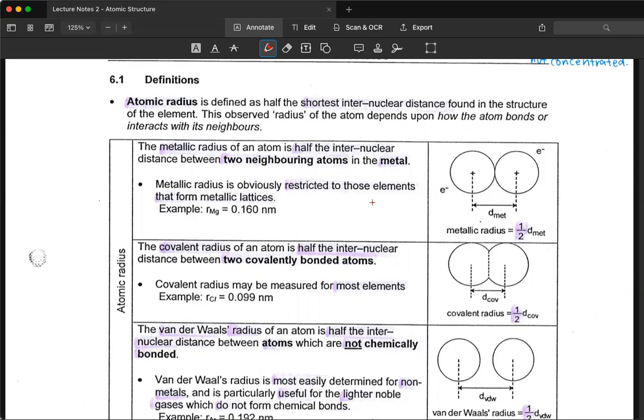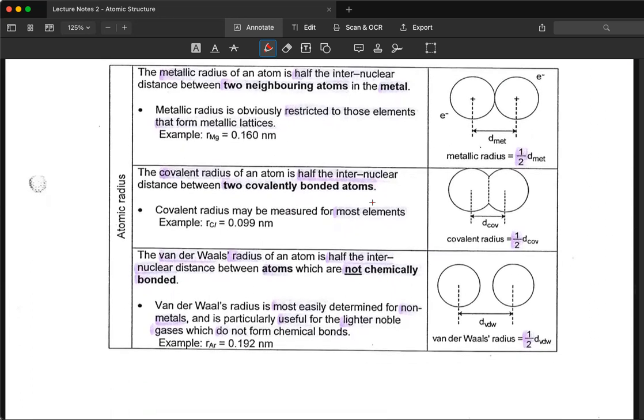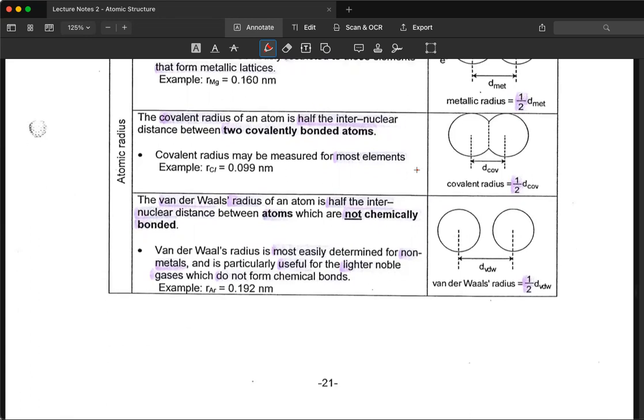So we take two atoms that are close to each other, and it will be half the distance between the nuclei of the atoms. As for covalent substances, the covalent radius of an atom is half the internuclear distance between two covalently bonded atoms. It's very similar to metallic radius. As for van der Waals radius, it refers to half the internuclear distance between atoms which are not chemically bonded. Van der Waals radius is most easily determined for nonmetals and is very useful for lighter noble gases which do not form chemical bonds.